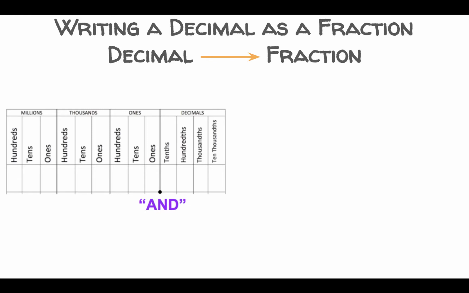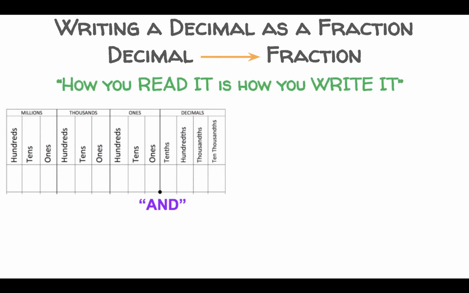Find that first chunk. We're going to convert a decimal to a fraction. So I have a place value chart up, and I'm going to reference that every once in a while just to get our minds thinking in fraction and decimal mode again. So how do we do that? How do we change a decimal to a fraction? How we read it is how we write it. So here's your first example.